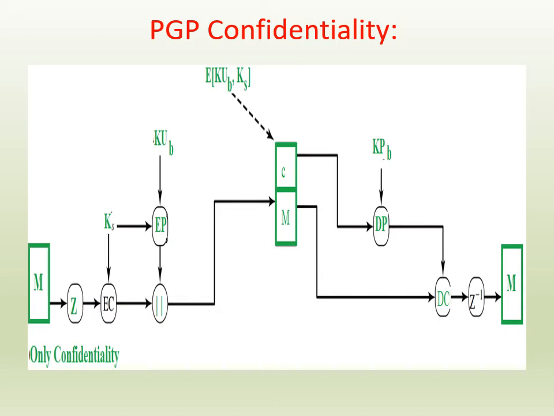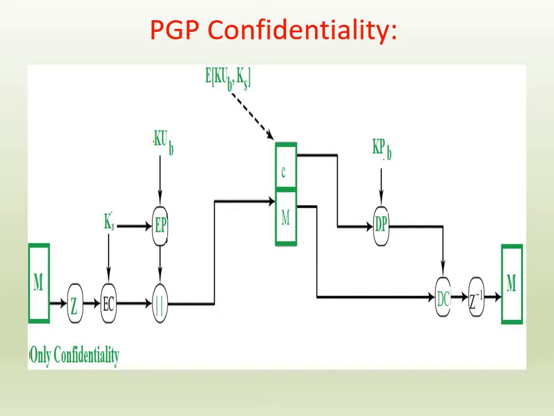At the receiver's end, the encrypted session key is decrypted using the receiver's private key and the message is decrypted with the obtained session key. Then the message is decompressed to obtain the original message. The RSA algorithm is used for the public key encryption, and for the symmetric key encryption, DES or IDEA is used.